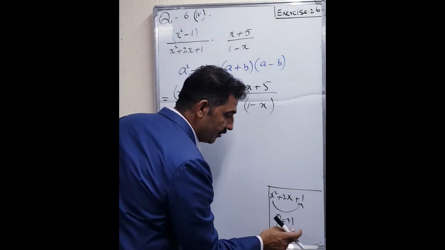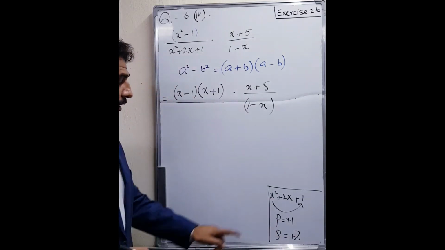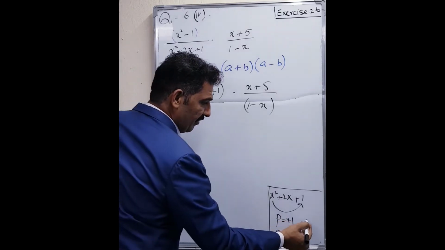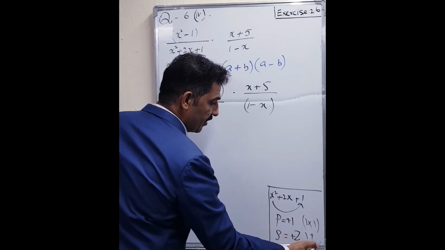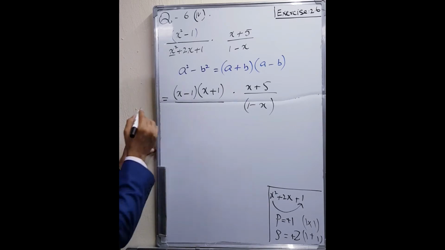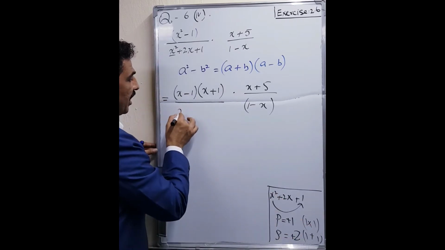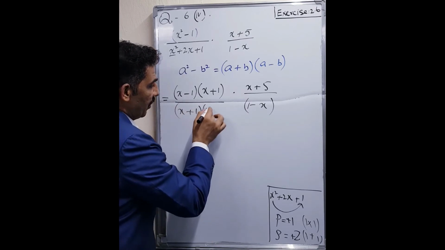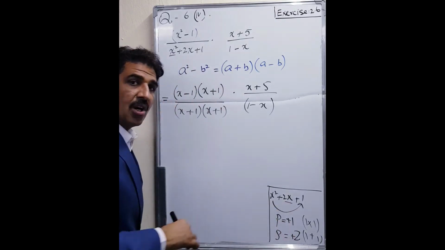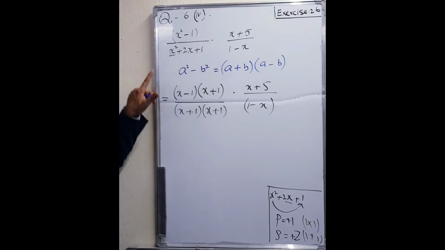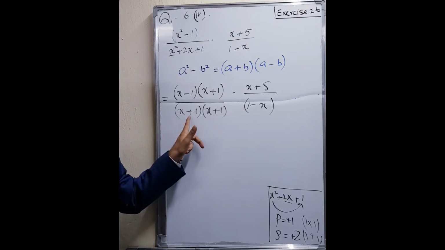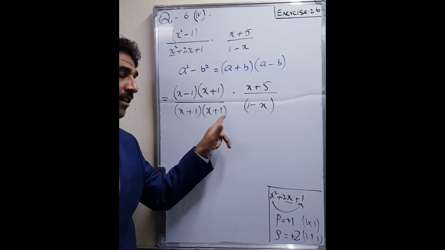Sum 2, product 1. So simply, 1 multiplied by 1 and 1 plus 1. If the coefficient of x square is equal to 1, you can write the factors directly. Both are positive 1, so you can write x plus 1 into x plus 1. No need to first separate the term, then take common and so on. If the coefficient of x square is 1, you write both factors directly, plus 1 and plus 1.